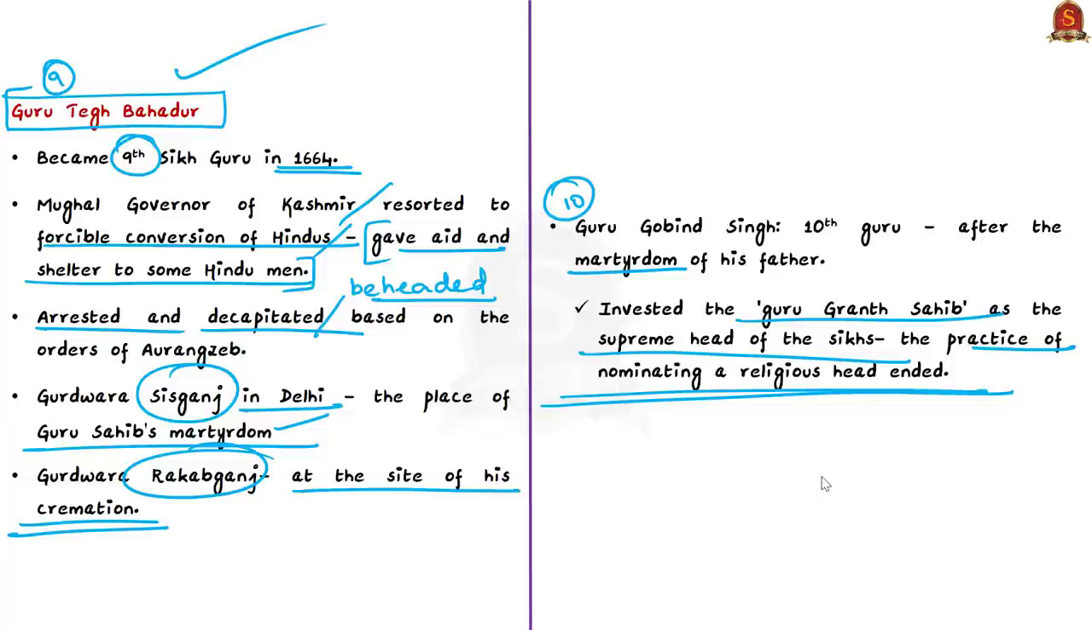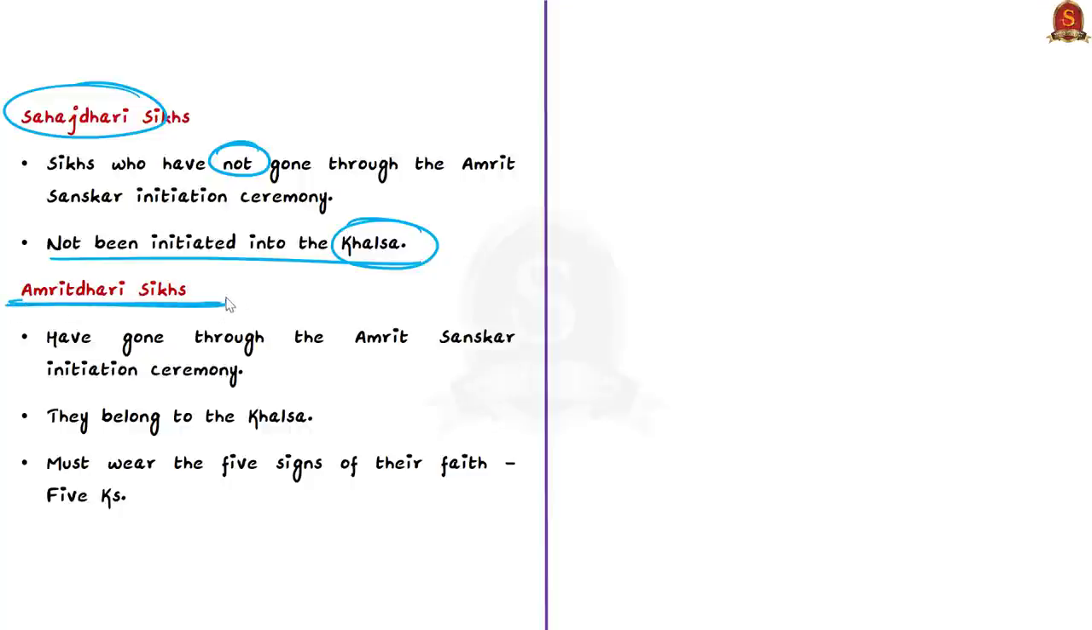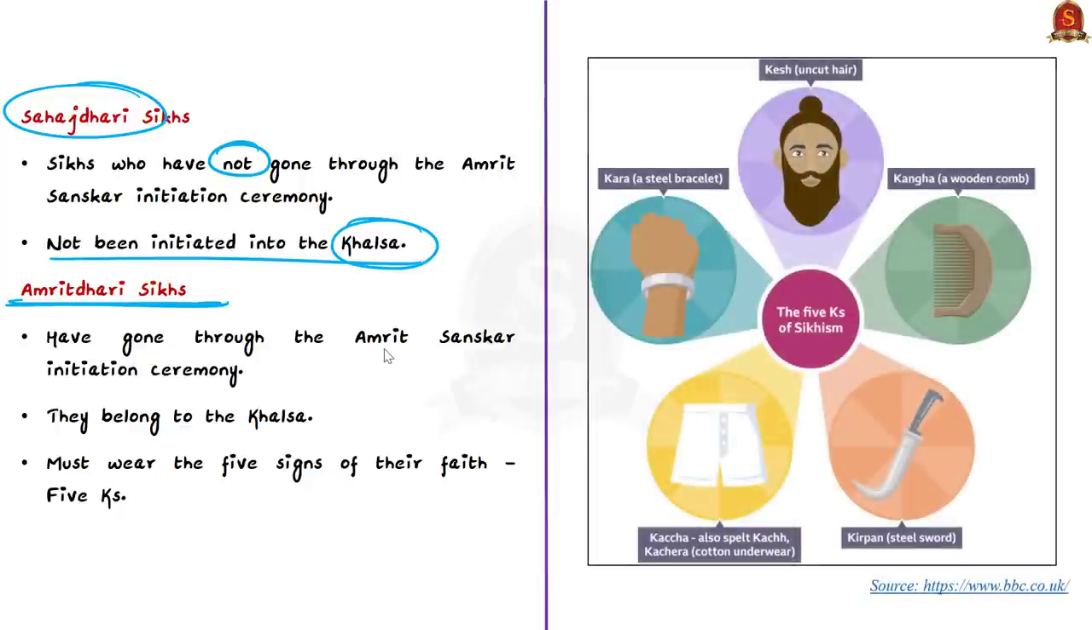Finally, know that there are Amritdhari Sikhs and Sahajdhari Sikhs. Sikhs who have not gone through the Amrit Sanskar initiation ceremony are known as Sahajdhari Sikhs. They have not been initiated into the Khalsa. Then who are Amritdhari Sikhs? They are individuals who have gone through the Amrit Sanskar initiation ceremony. These Sikhs belong to the Khalsa. They must wear five signs of their faith known as five Ks.